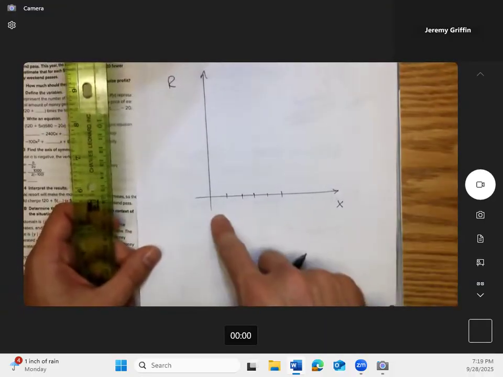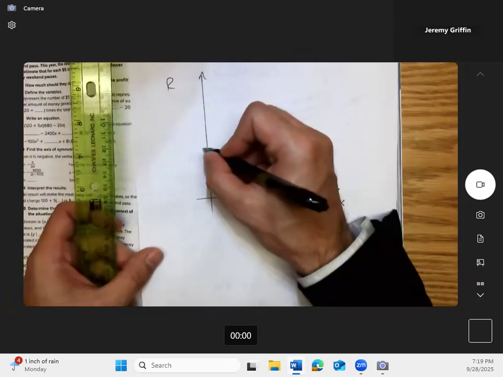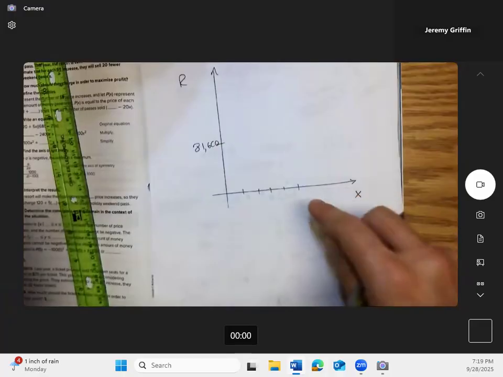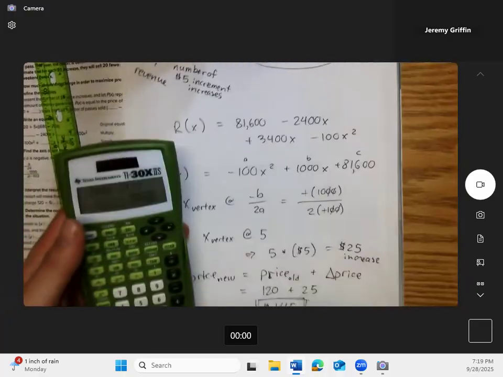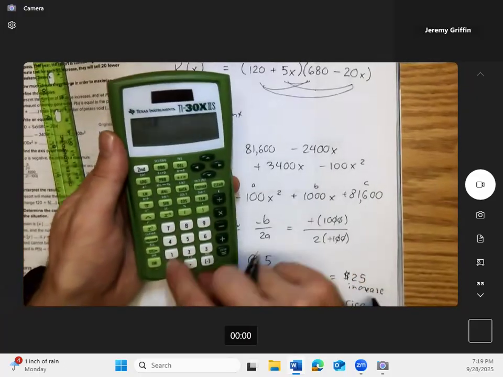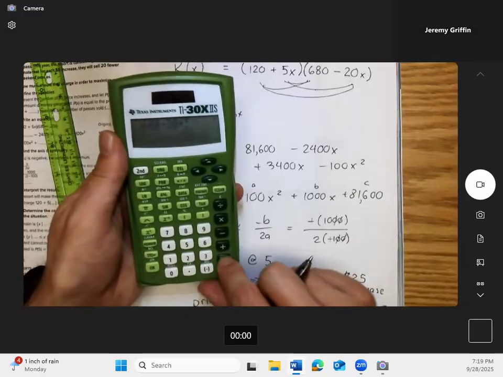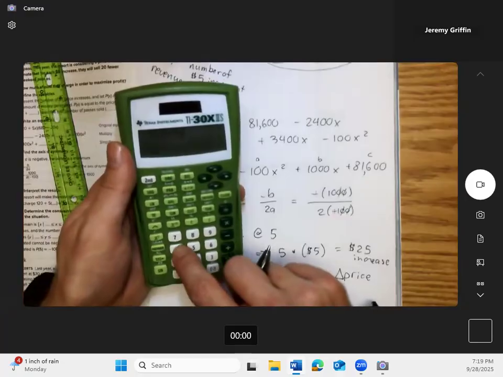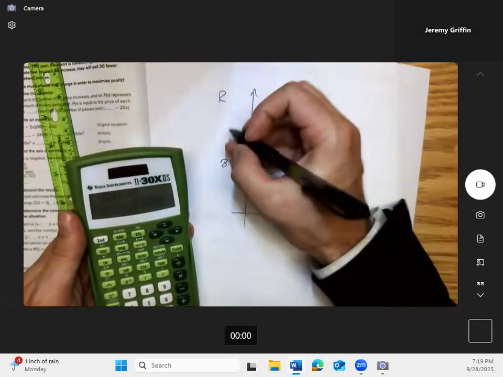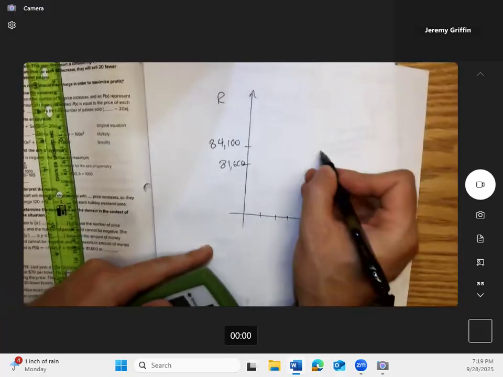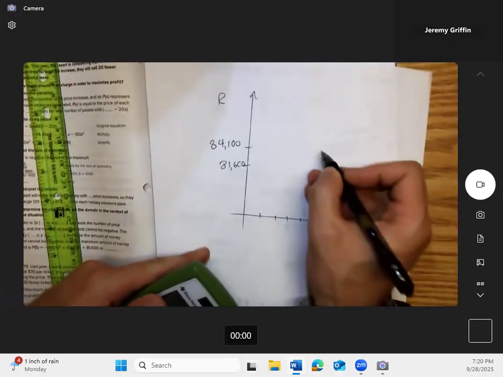would maximize revenue. If you had no increases at all, you're sitting at $81,600, I think it was. But with 5 increases, what does that bring you to? How many tickets would you even sell? Well, 680 minus 20 times 5 would be 580. 580 times $145 would be $84,100. Oh, so we didn't even make that much more money. Okay, now I'm seeing this. So 5 increases.